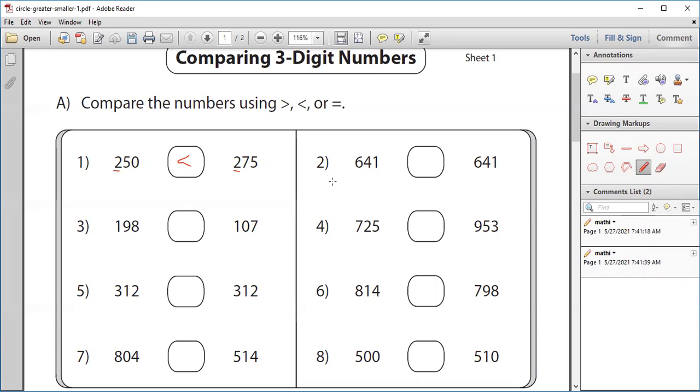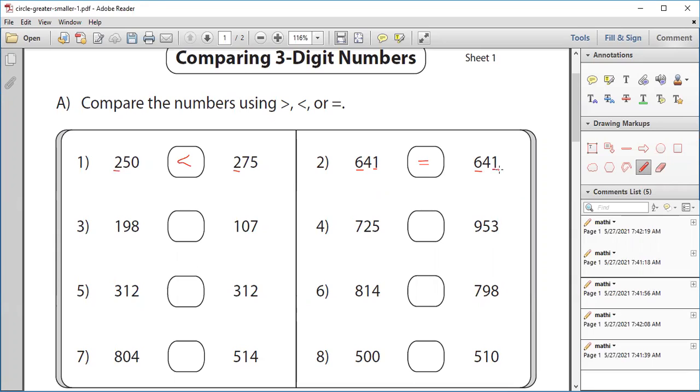Let's see question 2. 641. We can say that these two numbers are equal, but let's see why they're equal. We said that we're going to start comparing from the far left, which means we're going to start from the hundreds. Yani 6 here and 6 here. We have the same numbers. Let's move to the tens. The tens here is 4, and the tens here is 4. They're the same. Let's move to the ones. The ones here is 1, and the ones here is 1. These two numbers are equal.